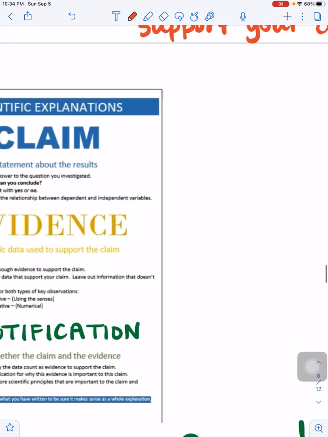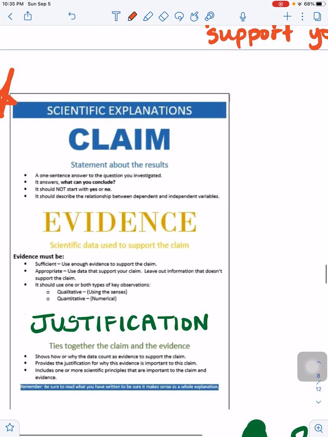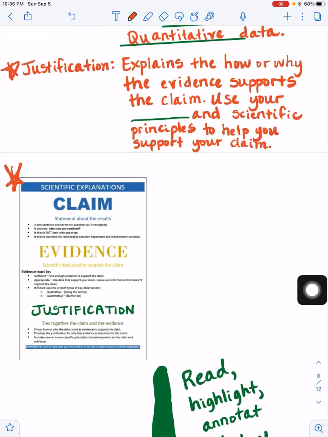So what the chart says about evidence is it must be sufficient. You need enough evidence to support your claim. Appropriate, use data that supports your claim. Leave out information that doesn't support your claim. It should use one or both types of key observations, which we talked about.